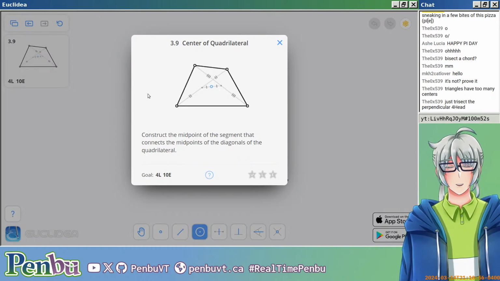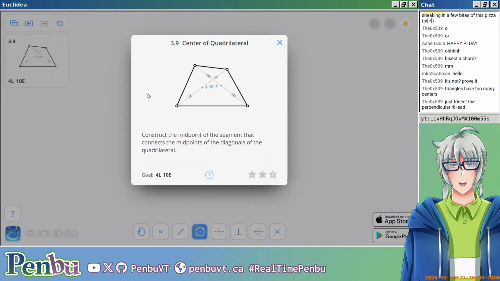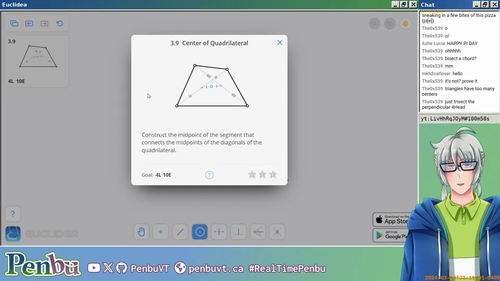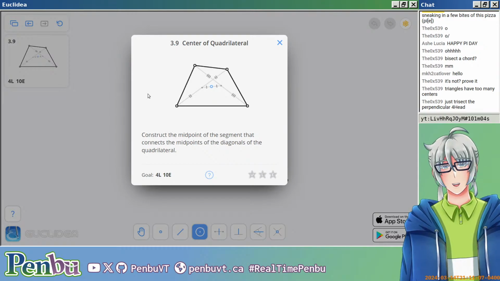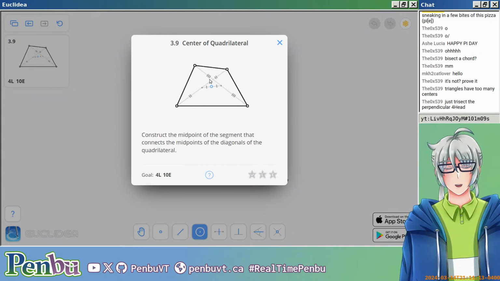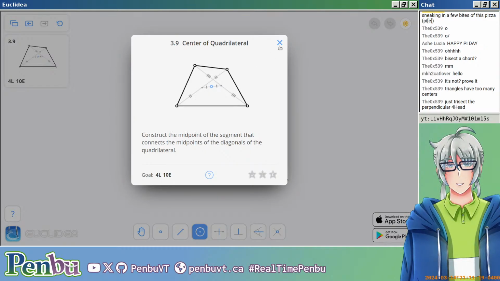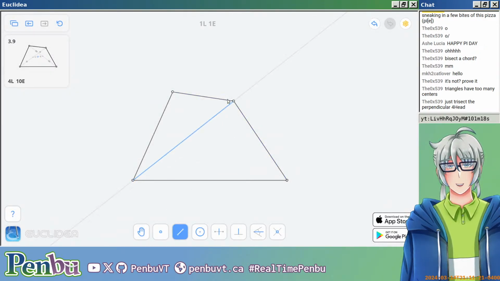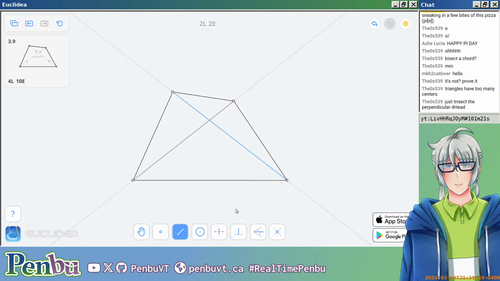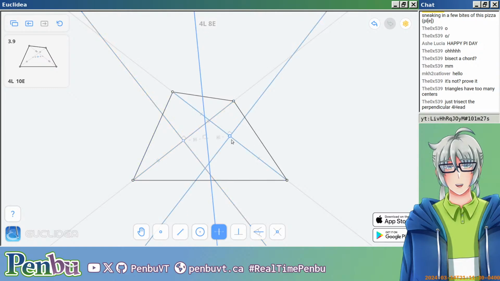Center of a quadrilateral. Construct the midpoint of the segment that connects the midpoints of the diagonals of the quadrilateral. We have a diagonal and we need to bisect the diagonals, and then we need to connect them, and then find the midpoint of that. So, let's start with that description. We have the 2 diagonals, and then we try to find the midpoint of those, so we can bisect these, then we bisect the point in the middle, and then we have that.